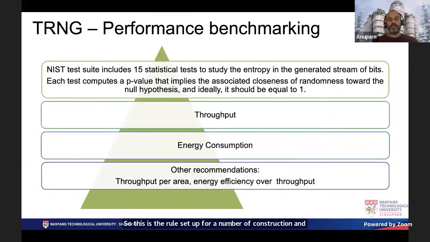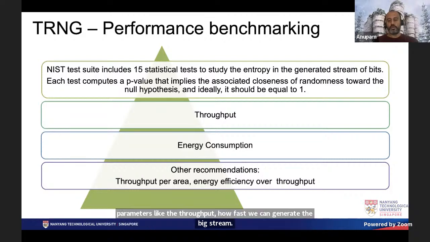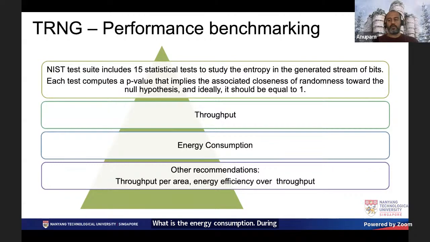At the very basic, the NIST test suite contains 15 statistical tests to study the entropy in the generated stream. Each test computes a p-value that implies the closeness of randomness to the null hypothesis, which should ideally be close to 1. Now, that's just the quality of the randomness, but as you can understand, for a digital system it alone is not sufficient. We have to look for other implementation parameters like the throughput, how fast we can generate the bit stream, what is the energy consumption during the random number generation, or more composite metrics like throughput per area, energy efficiency over throughput, and so on. So these are different ways you can benchmark the quality of the TRNG.